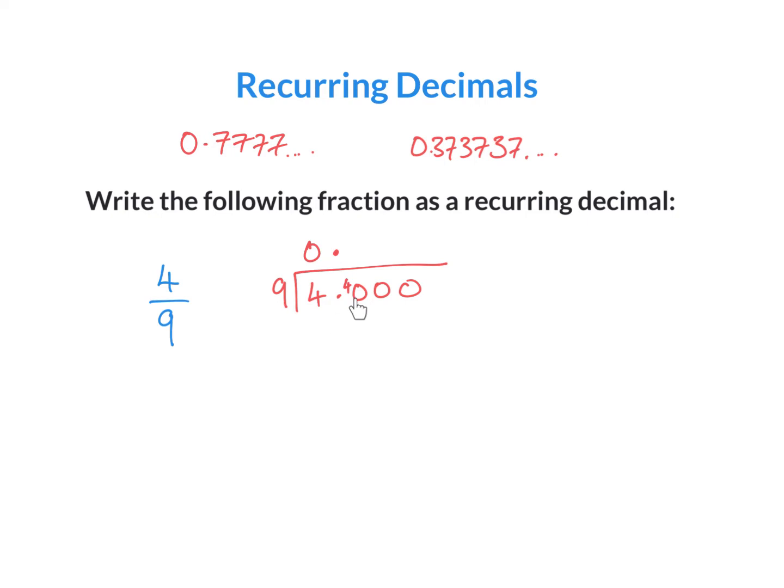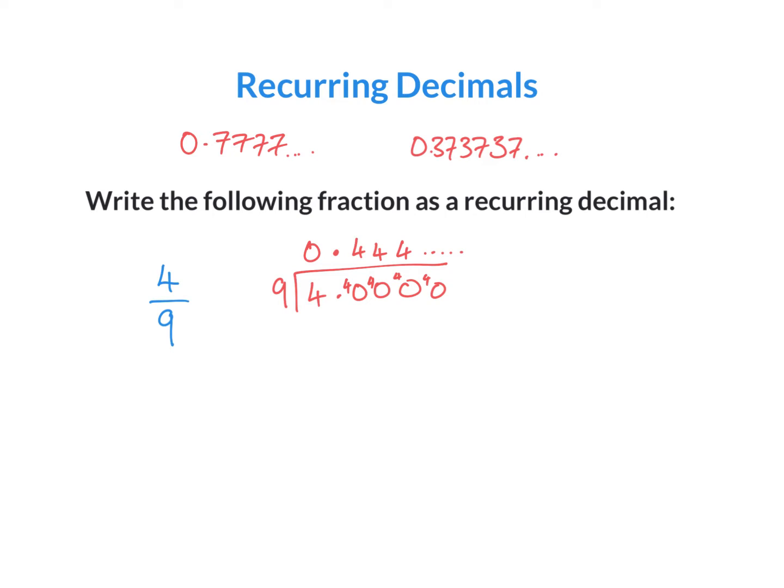Now, 9 doesn't go into 4, so we put 0 and go into decimal places and carry the 4. So how many times does 9 go into 40? Well, it goes in 4 times, remainder 4. So 4 up there and remainder 4. And now again we say how many times does 9 go into 40? Again, 4 times with a remainder of 4. And as you see, this just keeps on going, keeps on going.